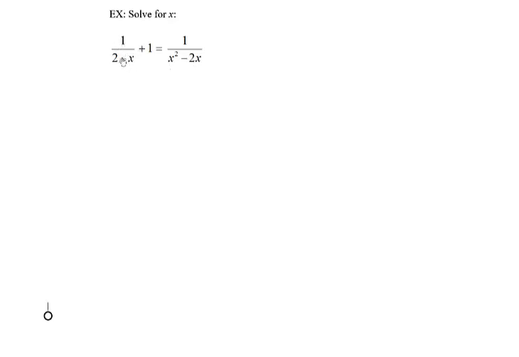First step, find that GCF. Let's see, this guy doesn't factor. This guy doesn't have a denominator. The second guy, I can pull out an x.